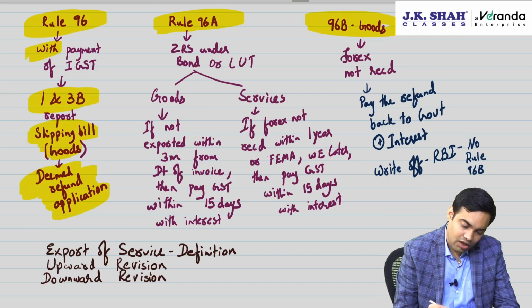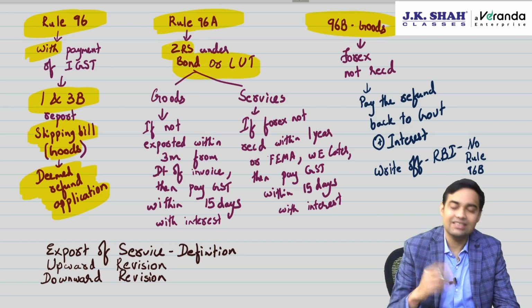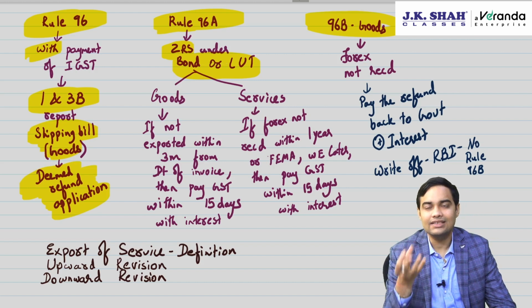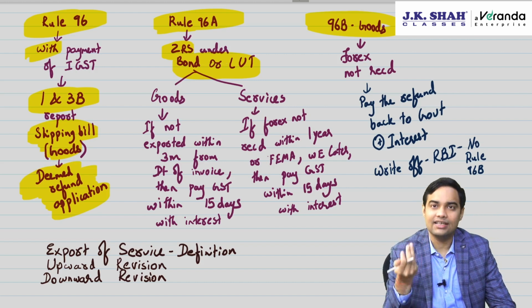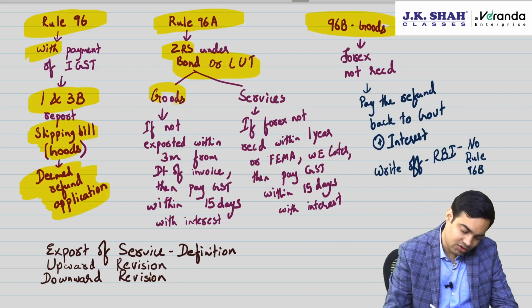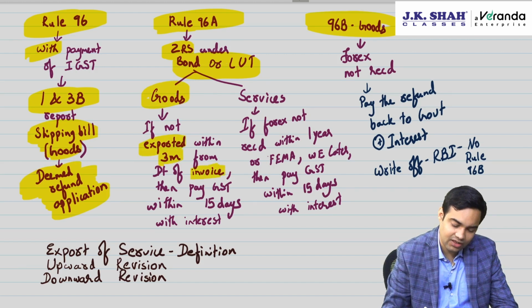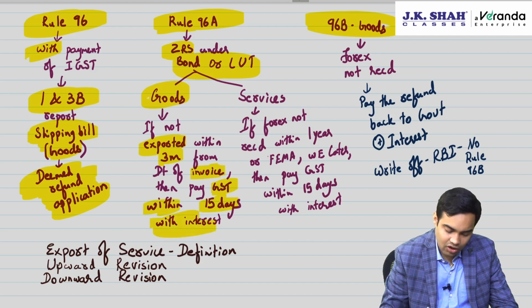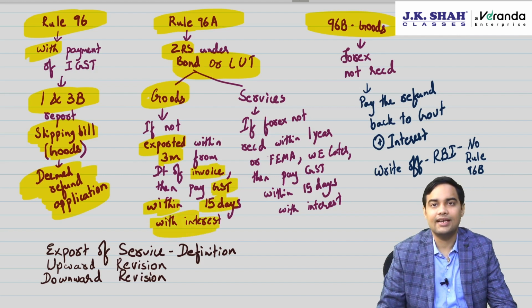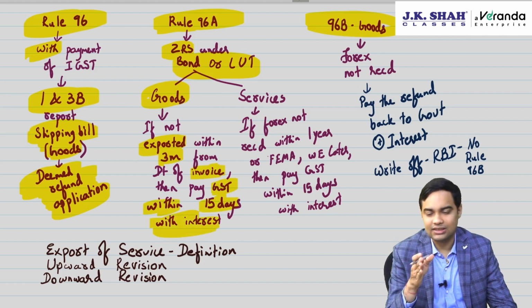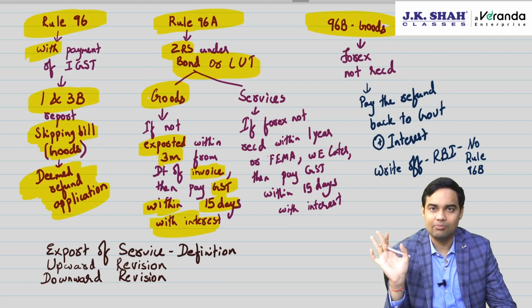Now, under bond or LUT, what do you mention in LUT? LUT is a letter of undertaking. What undertaking do you give? For goods, you give an undertaking saying that if I don't export the goods within 3 months from the date of invoice, then I will pay GST within 15 days along with applicable interest. After 3 months expired, within 15 days, I will pay GST with interest.